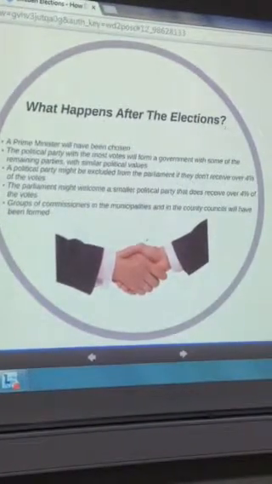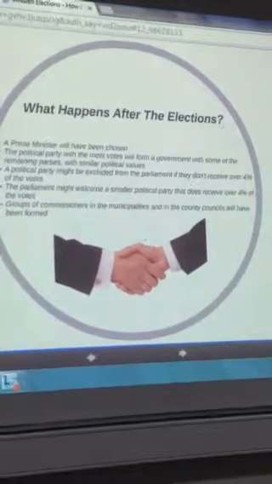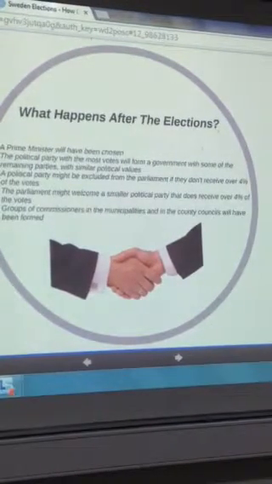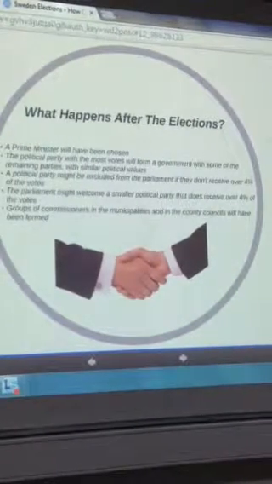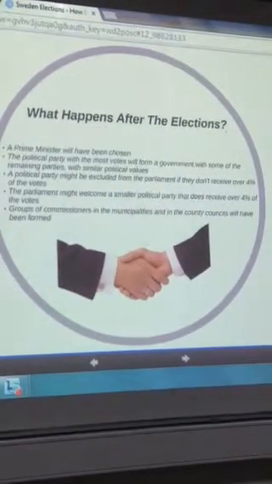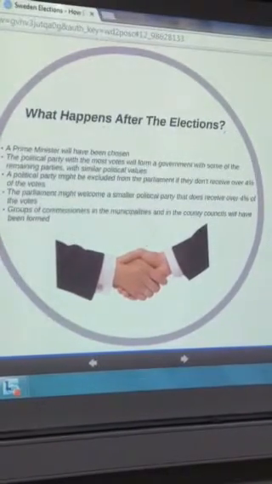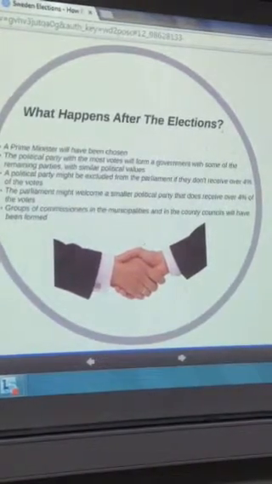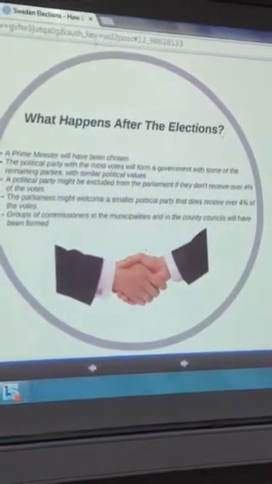But that's quite unusual and rare in Sweden, since there is such a broad amount of political parties to vote for. And the party leader of the winning party will become Sweden's new prime minister. And the parliament, well, they might exclude a political party that doesn't receive over 4% of the votes, or might welcome a new party. And groups of commissioners in the municipalities and in the county council will also have been formed.